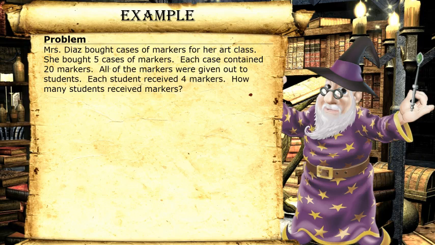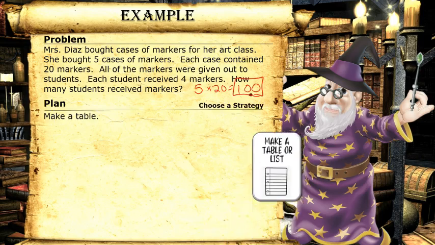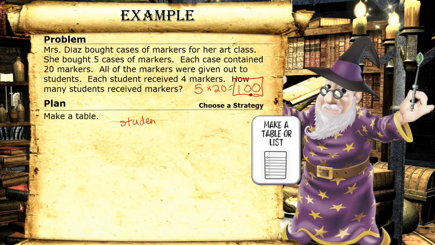Well, I know that she bought 5 cases with 20 markers in each of them. A total of 5 times 20, which is 100 markers. Let's make a table. We're looking for when she has 100 markers. If there were 5 students and they each got 4 markers, that would be 20. If there were 10 students and they each got 4 markers, that would be 40.